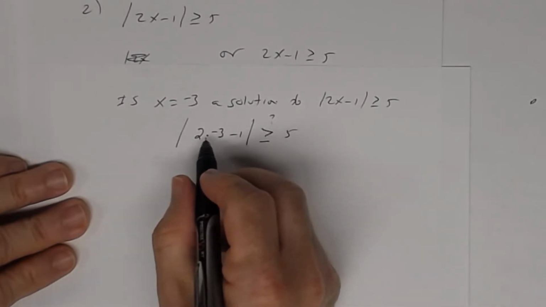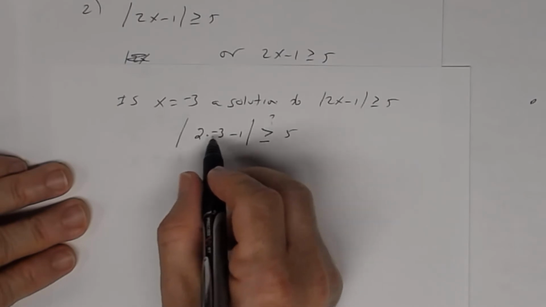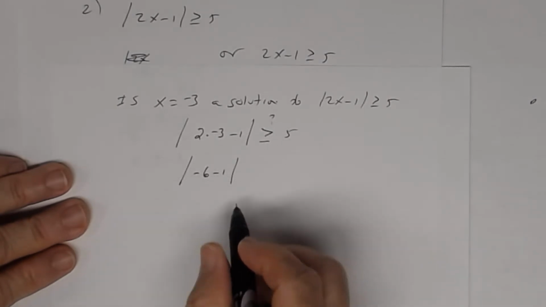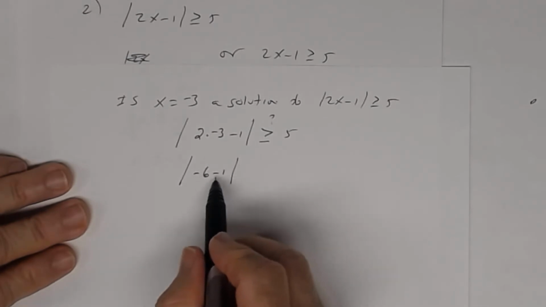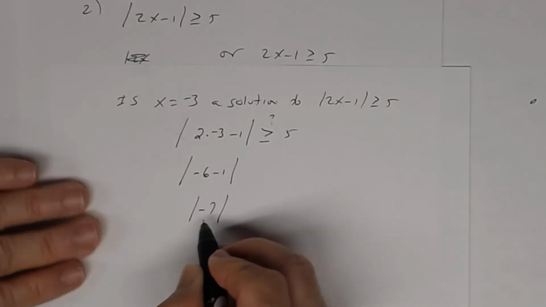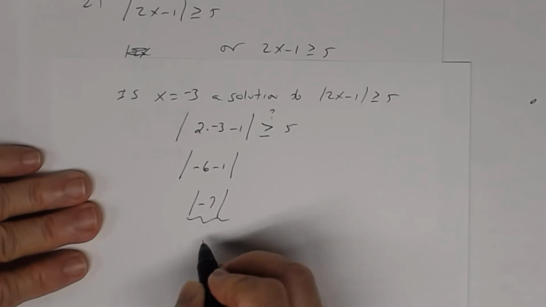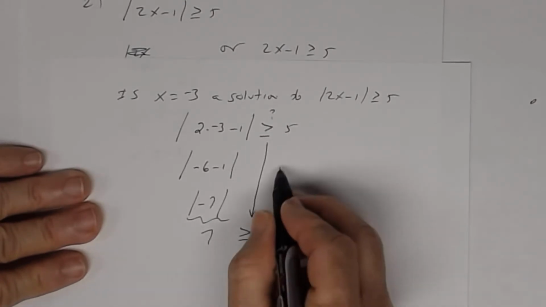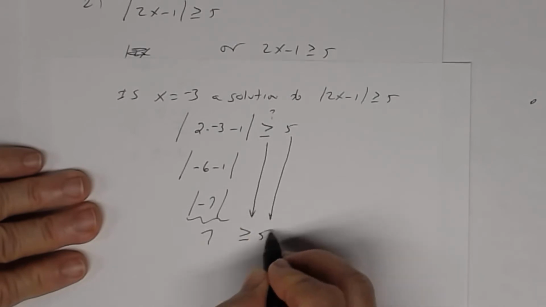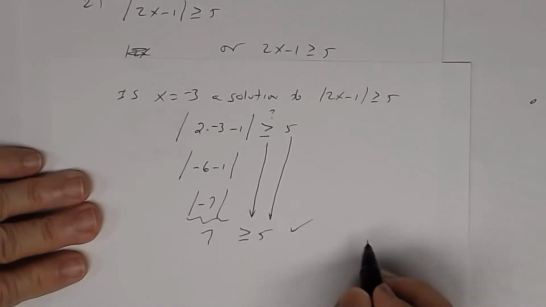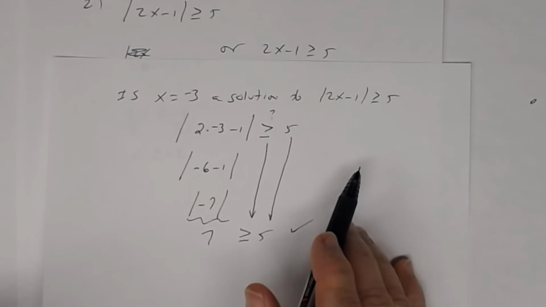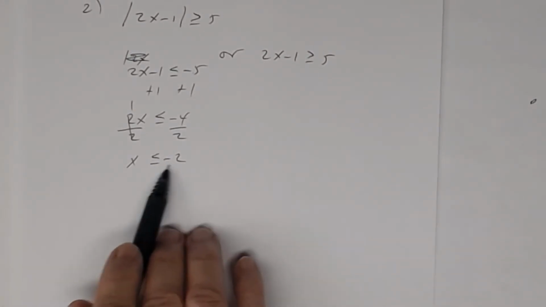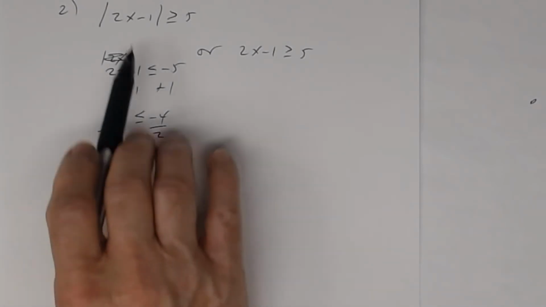Order of operations, multiply first. 2 times negative 3 is negative 6. So I have the absolute value of negative 6 minus 1. Negative 6 and a negative 1 is negative 7. And what's the absolute value of negative 7? The absolute value of negative 7 is 7. And is 7 greater than or equal to 5? The answer is yes. So negative 3 is a solution. Any number less than or equal to negative 2 is a solution to this.